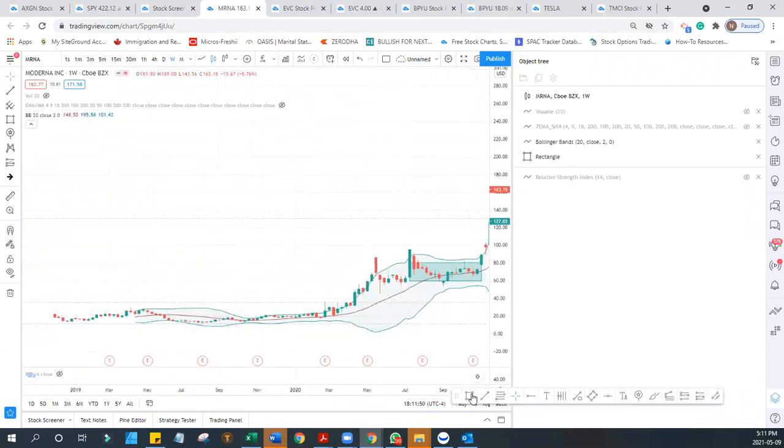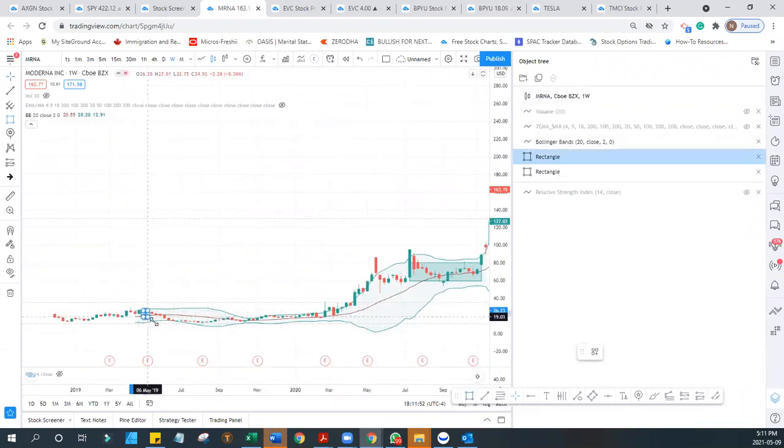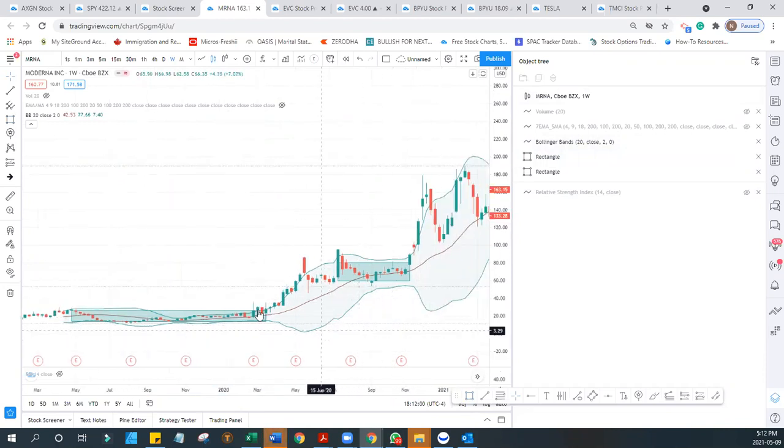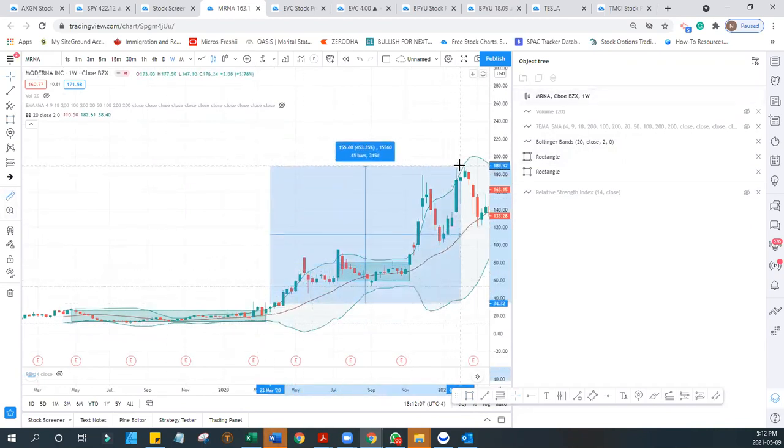And here also on a weekly basis, look at this one. From August 2019 till the 22nd of March, there was so much consolidation, which was almost $29. And after that, boom, 500% return, almost 450% return.